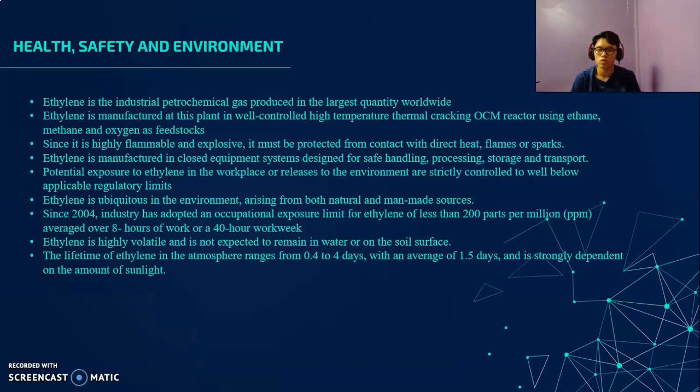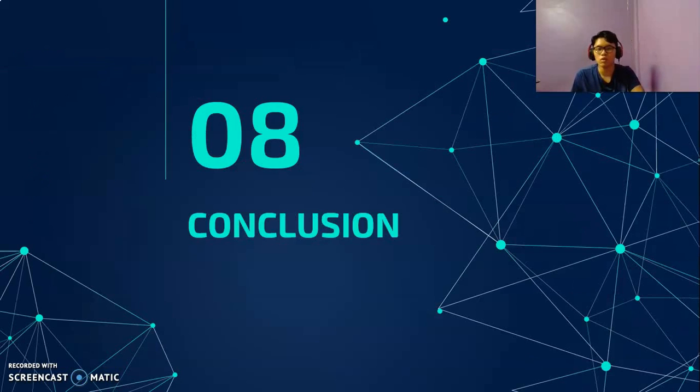Okay, so since 2004, the industry has adopted an occupational exposure limit for ethylene of less than 200 parts per million. It is also highly volatile and not expected to remain in water or on the soil surface. The lifetime of ethylene in the atmosphere is between 0.4 to 4 days, with an average of 1.5 days, depending on the amount of sunlight.